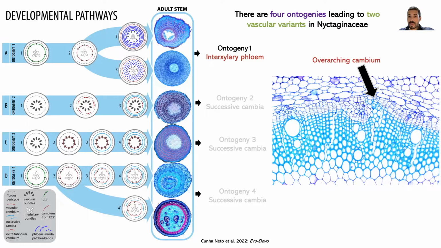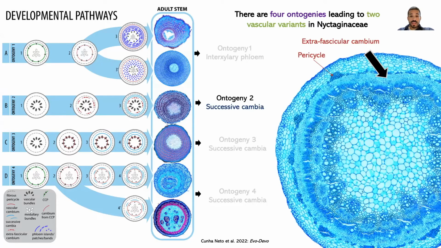So as you can see, there is a single cambium with a dynamic activity, and that portion that we call overarching cambium is the portion of the cambium that covers the secondary phloem that was formed, and that phloem island becomes immersed within the secondary xylem. And as that pattern repeats throughout stem development, we have several phloem islands present within the wood.